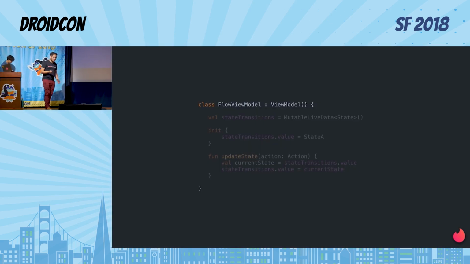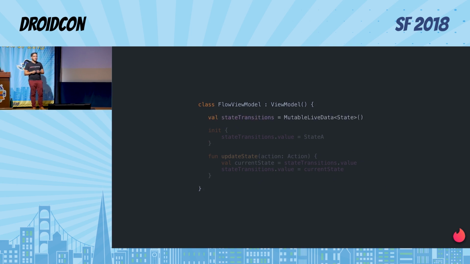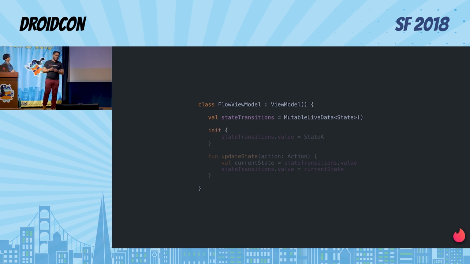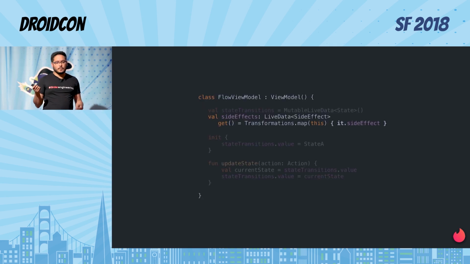If we look at the code, for example, we have this flow view model here. We can have a state transitions, which is a mutable LiveData. It starts with the state A, and then we have the method update state that is called by the UI to perform an action. Here, we can just get the current state, which is the state transitions value, and then we can perform the action there and then change the state.